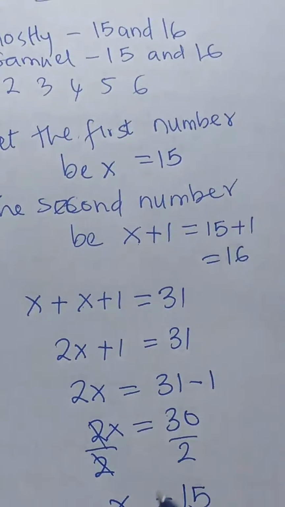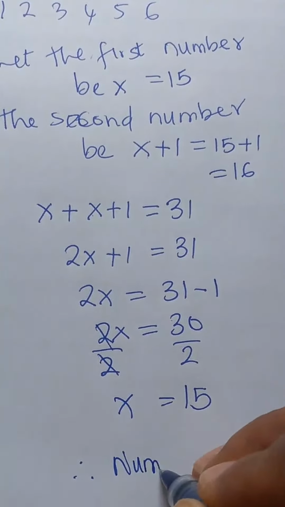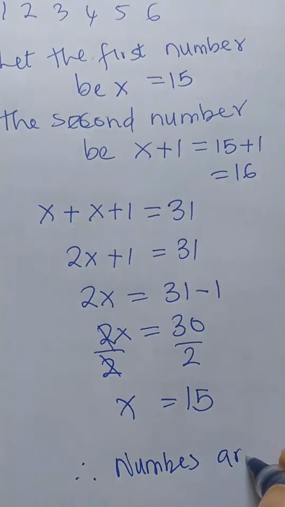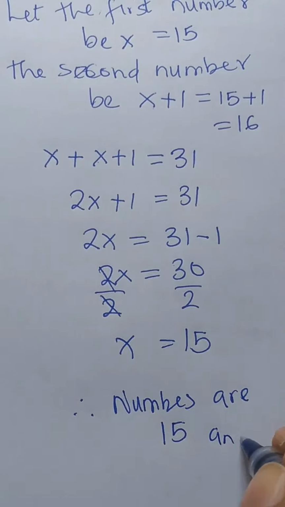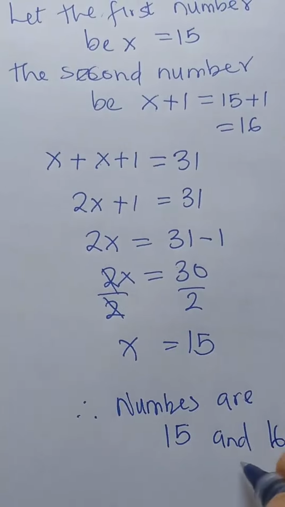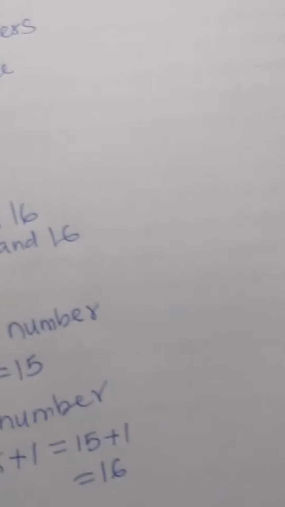So the numbers are, therefore, 15 and 16. All right, so these are the numbers. So that is the solution to the question. Let's solve the next question. This one is long, but even just looking, you will know 15 plus 16 is 31. So I just wanted to give us something you can fix up just like that. So we solve number 16.